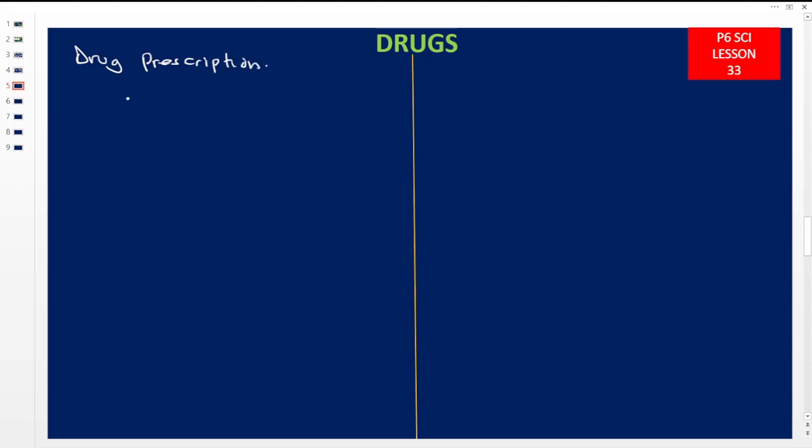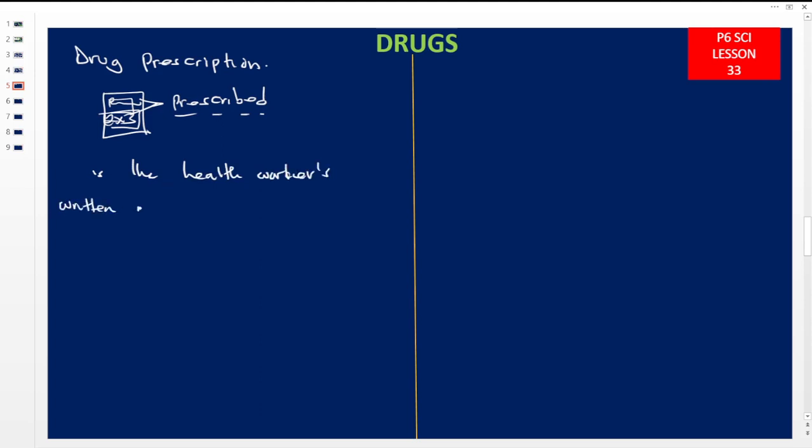Drug prescription. So this is a health worker's written information on how to use a particular drug. For example, when you go there, the doctor writes there Panadol, then 2 times 3. Now these things that the health worker has written is what we call prescribing, or he or she has prescribed the drug. So drug prescription is the health worker's written information on how to use a certain drug, just like that.